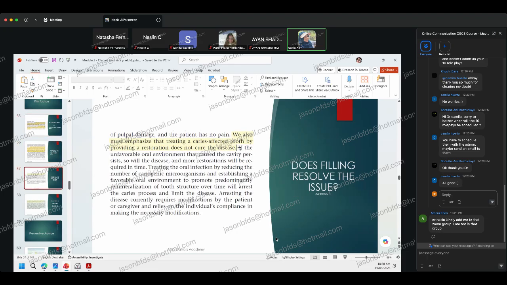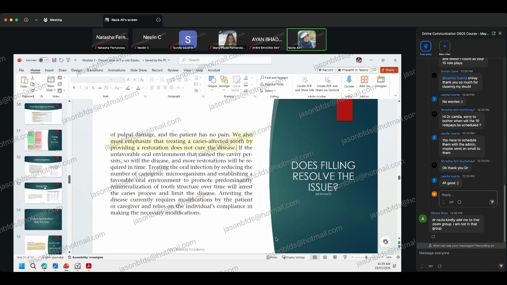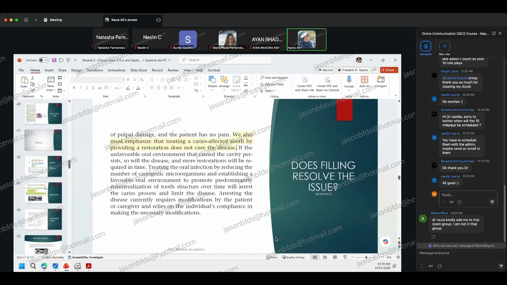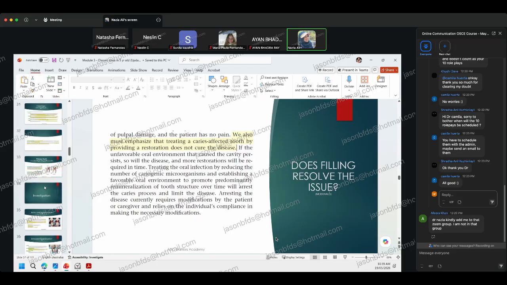So this is really good from McDonald. It says we also need to emphasize that treating, so this is about educating the parent, questioning their perceptions, that restorations only fix the damage. It does not cure the disease. So if you want these restorations to survive, and if we don't want more restorations, we need to fix the environment. And what was going on with the environment is where the assessment is.